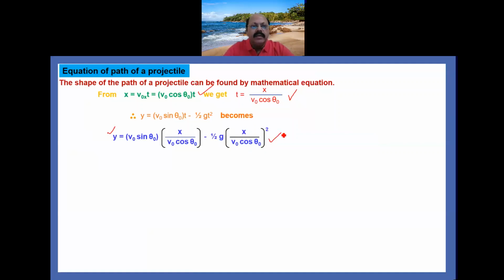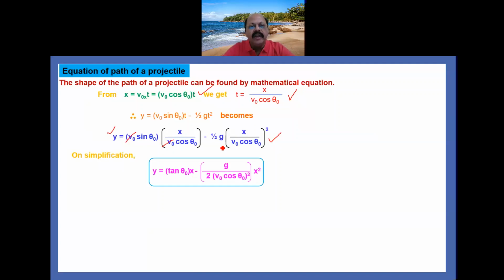Now solve it, simplify it. This v naught gets cancelled. So what you will get is sine theta naught upon cos theta naught, which becomes tan theta naught x. So on simplification we get y equal to tan theta naught x minus g upon 2 v naught cos theta naught whole square, and we take x square outside.